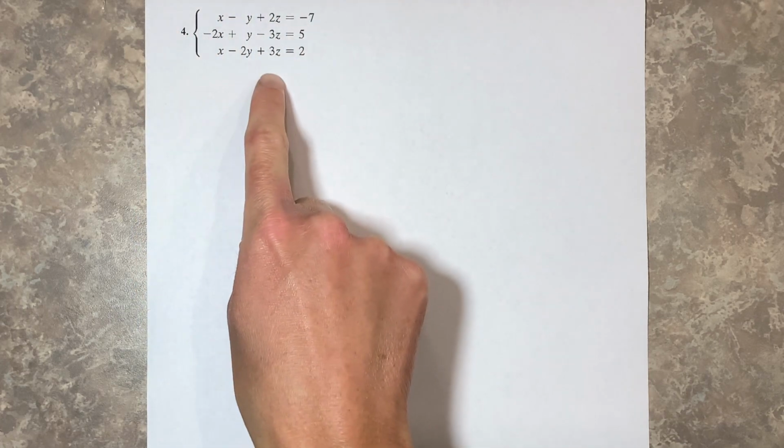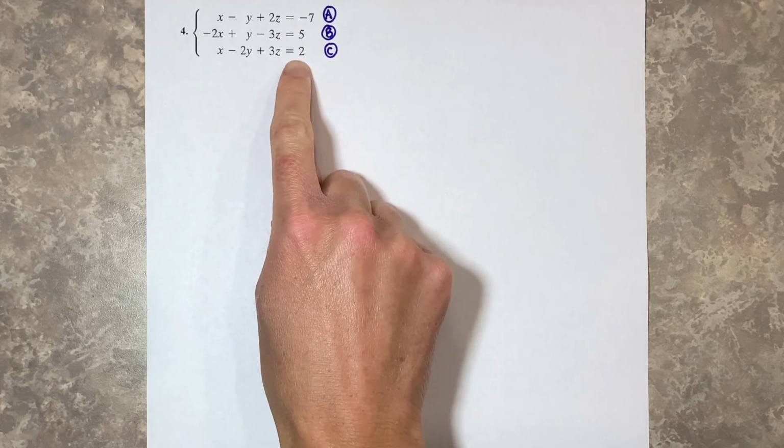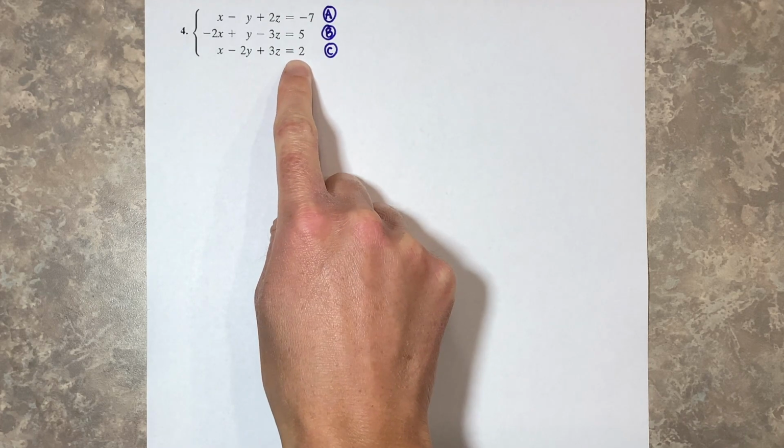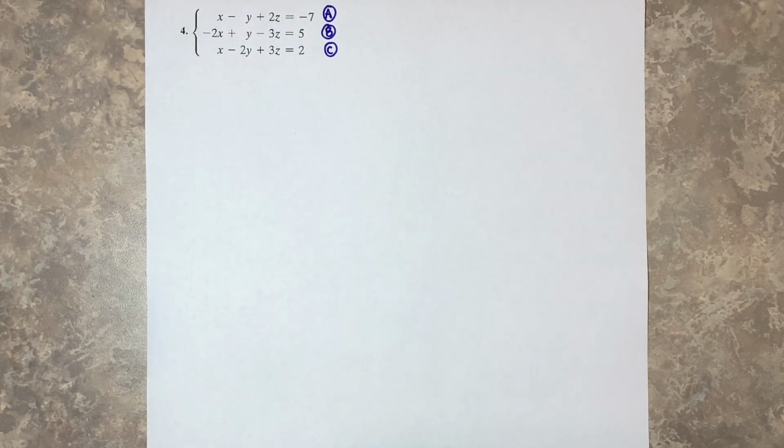Let's take a look at one last example together, and we'll see that we're going to get a different type of solution for this problem. Step 1, we want to pick any two equations and eliminate any variable, x, y, or z. But remember, in step 1, we can often make our work a little bit easier by making a wise decision.